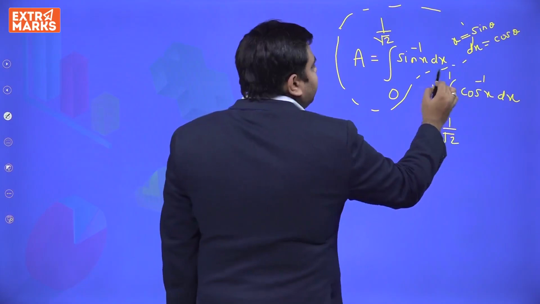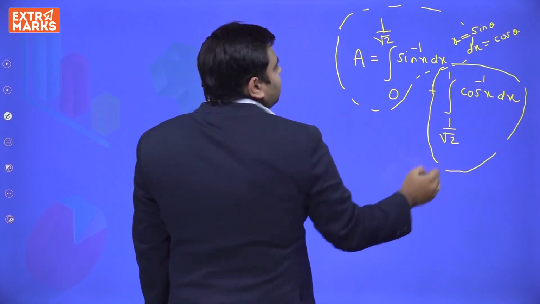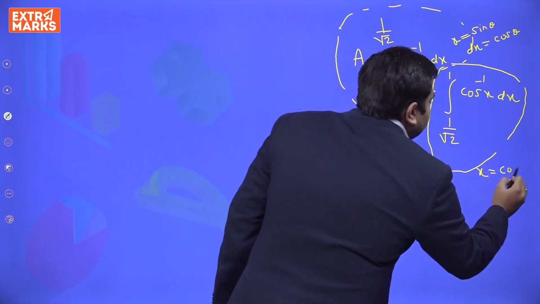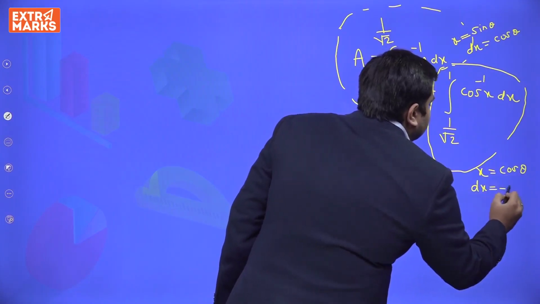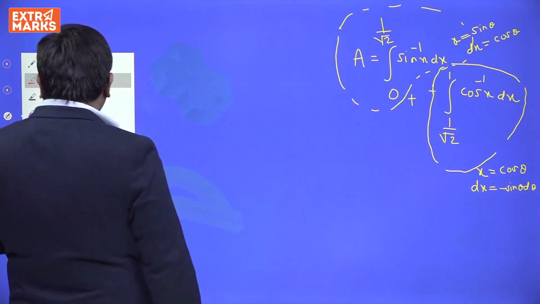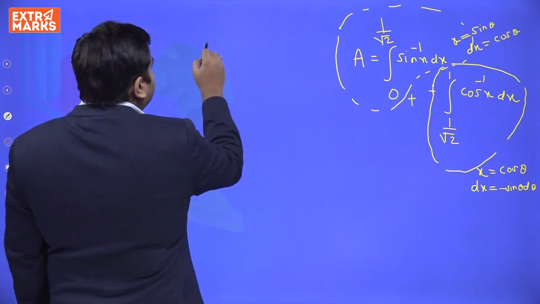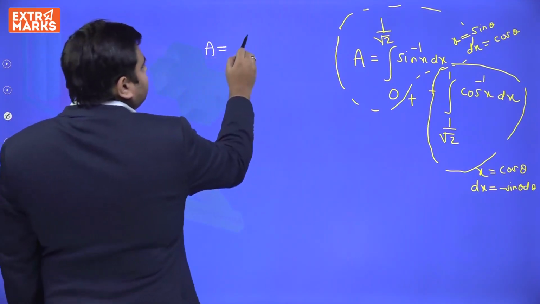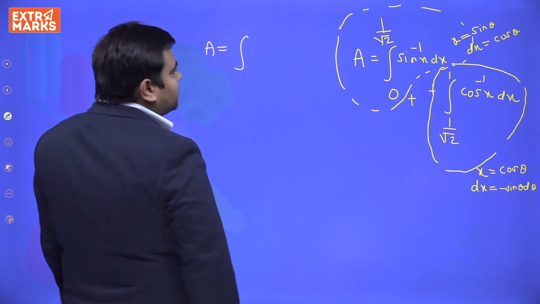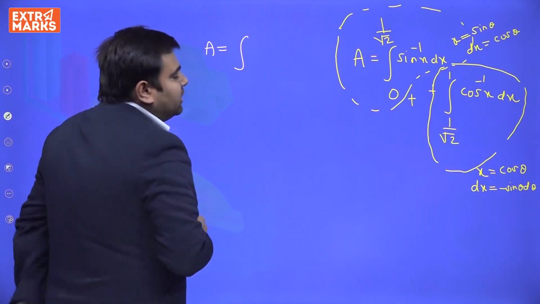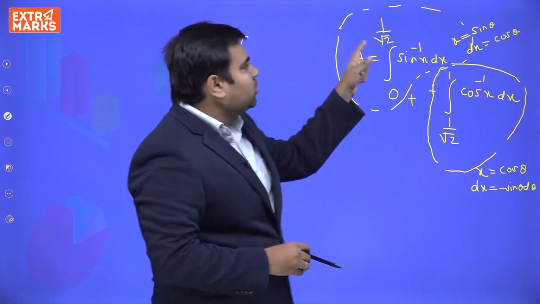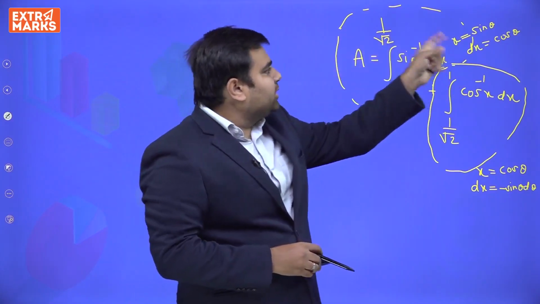And to evaluate this integration, I will substitute x equal to cos theta. If x is cos theta, then dx will be minus sine theta d theta, right? So this area would come out to be sine inverse sine theta cos theta d theta. But theta varies from where to where? If x is 0, then theta will be 0. If x is 1 by root 2, then theta will be pi by 4.